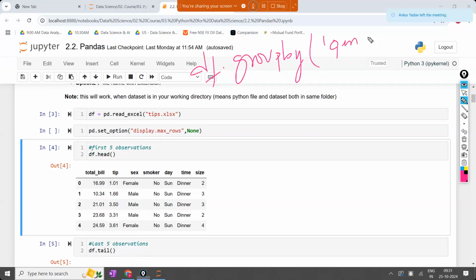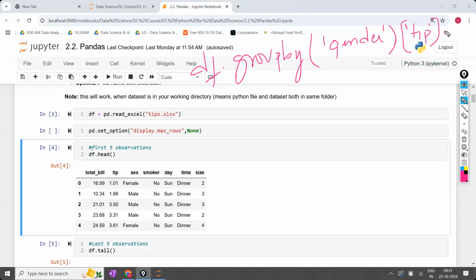If I apply the gender column, what does group by gender do? Male records and female records will be separated. And within that, tip dot min gives the minimum. Within the male, what is the minimum tip given? Within the female, what is the minimum tip given? Now you'll understand that one.